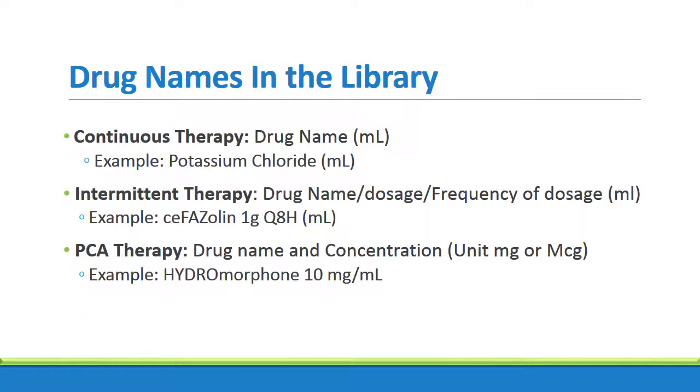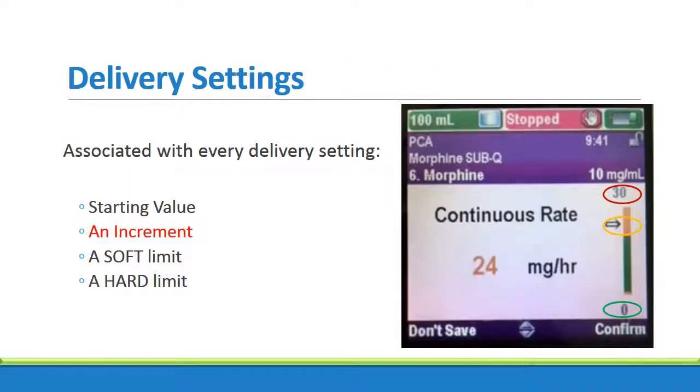Here is an example of how the drug names are displayed in the library. Delivery settings are the programmable parameters in each therapy. For PCA, it would be the continuous rate, the PCA dose, and the PCA dose lockout time. They are each associated with a starting value and soft and hard limits.